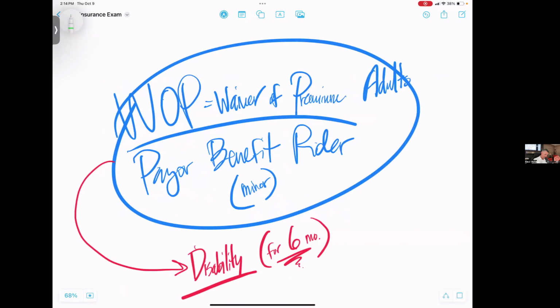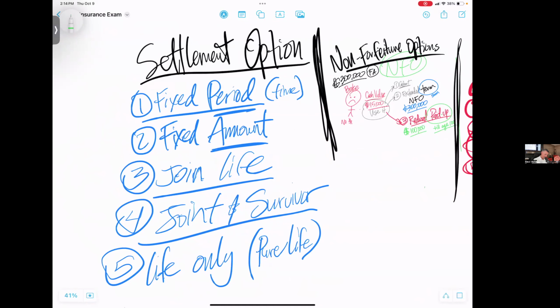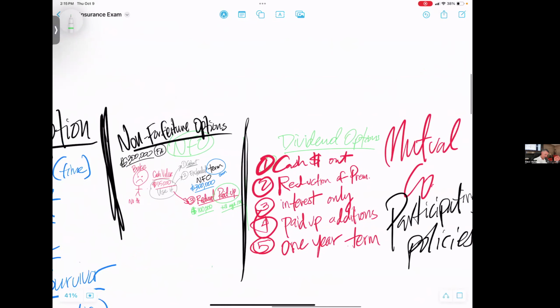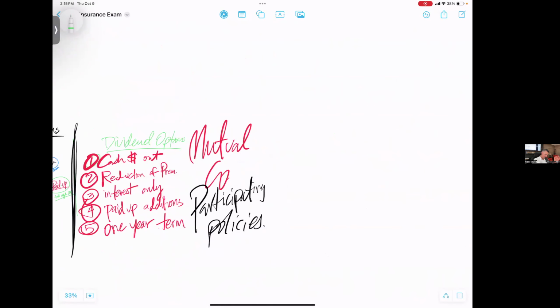Premium, 6 months, is a disability rider, settlement options, non-forfeiture options, dividend options from mutual companies, participating companies.